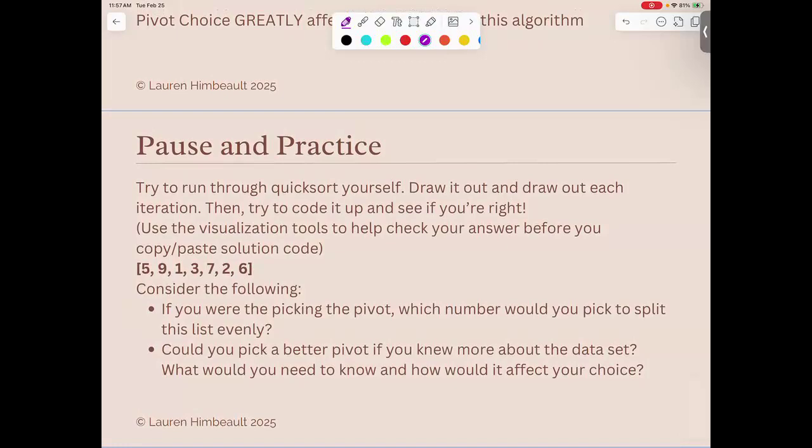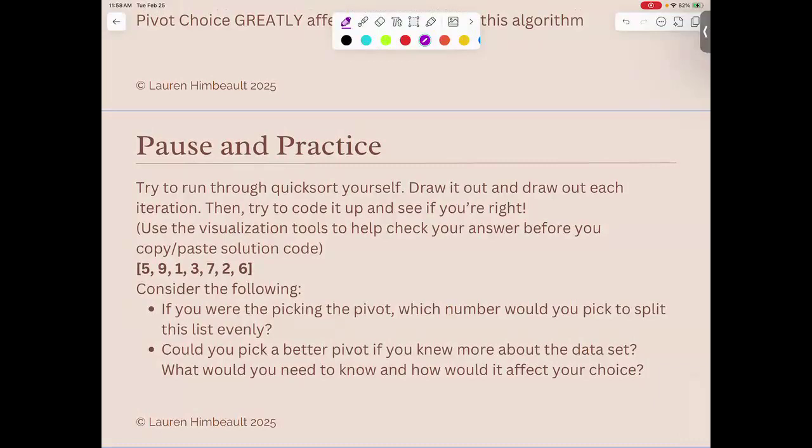Draw it out, draw each of those iterations as you walk through it, and then you can try to code it up and see if you're right. You can use the visualization tool to help check your answer before you just copy and paste the code solution to see if it works, which I would recommend, because once you copy and paste the solution code, it's kind of game over in terms of your learning.